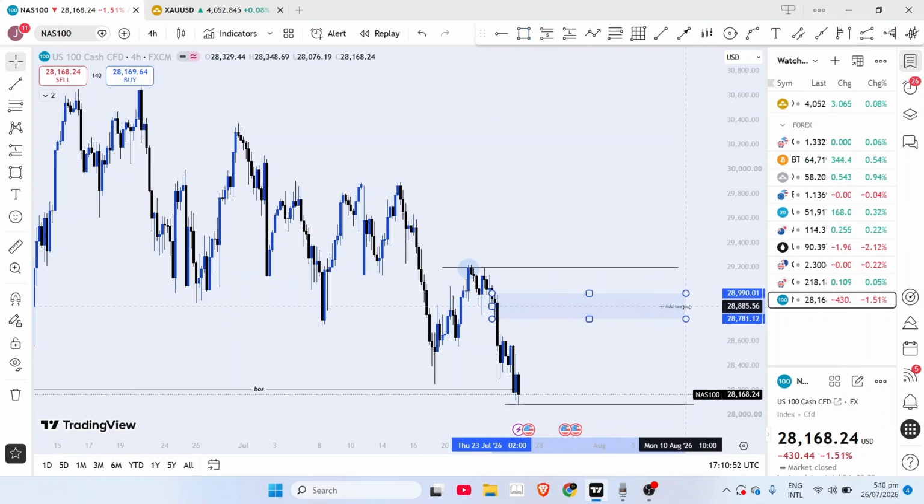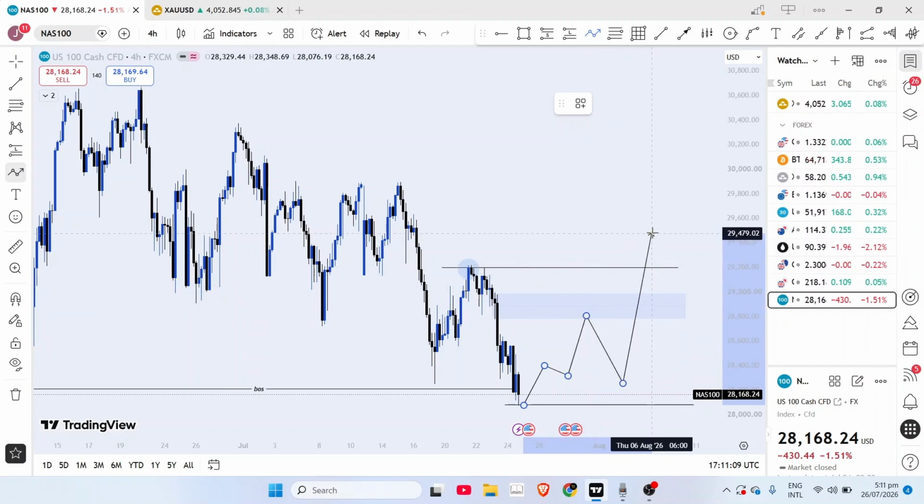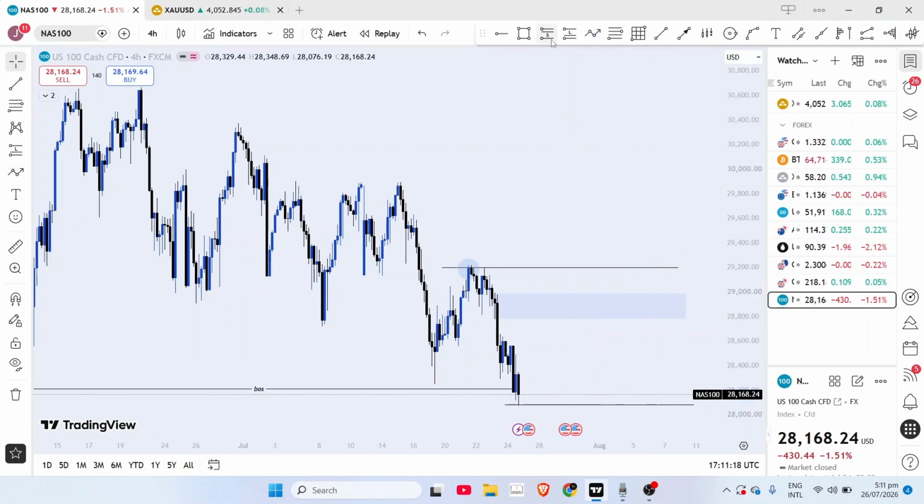So either price can do something like this, react from here, come down a little, won't break the low, but come down a little, then take out the high to create over here, then come to this high like this, take out the high, then drops. This can also be a possibility. So I'm looking at these 2 points of interest.